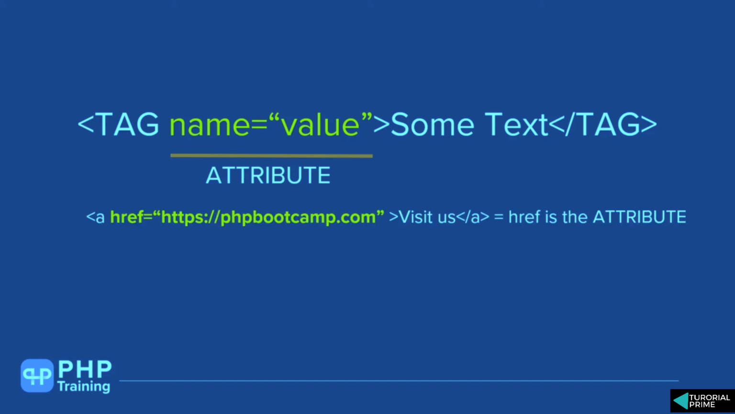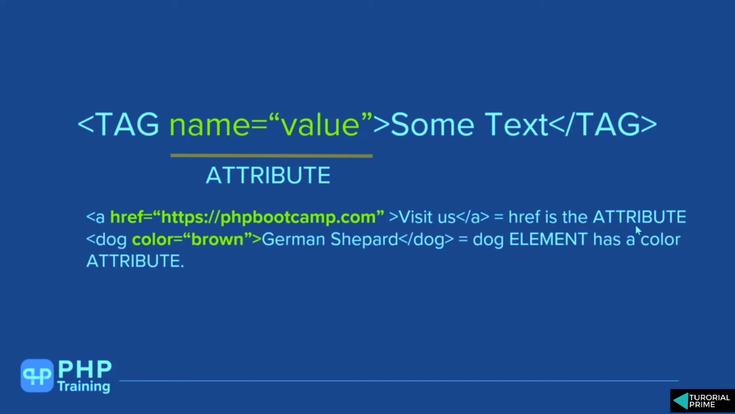An example: if you're writing a link or a hyperlink, you have to mention where the user should go when someone clicks this text. What is the URL location, and what is the text that should be displayed in the browser. So visit us is displayed and this will be linked. When someone clicks visit us, they have to go to this location. So in this whole element, href is nothing but an attribute.